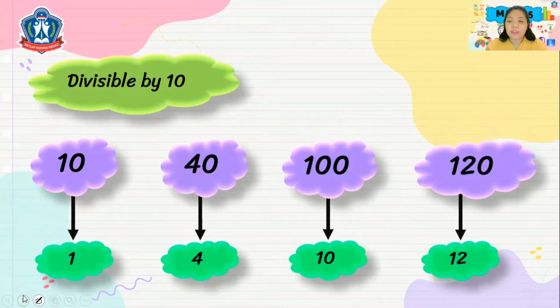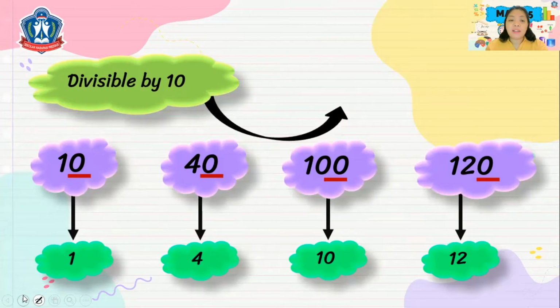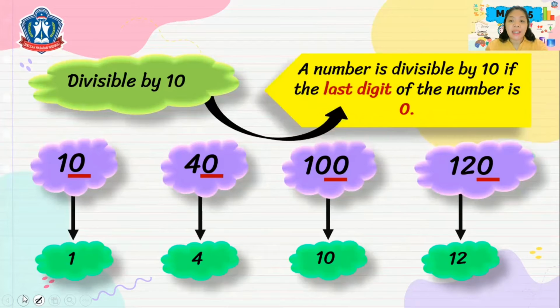Okay, look at our numbers. What have you observed? Yes, all of them end with 0. 100 ends with 2 zeros, but all of them end with 0. So a number is divisible by 10 if the last digit of that number is 0, or the number in the ones place is 0.